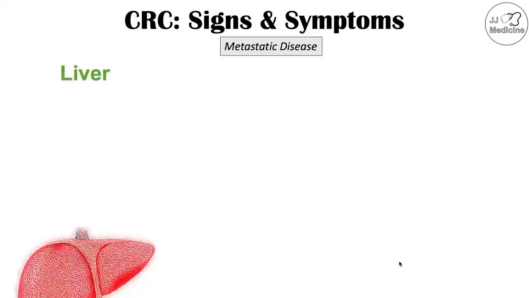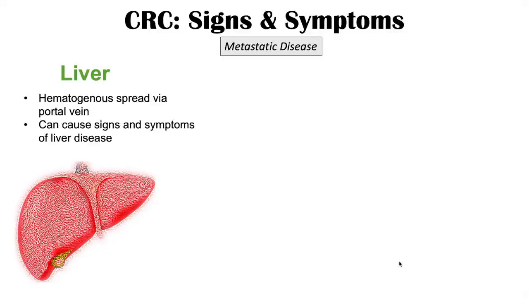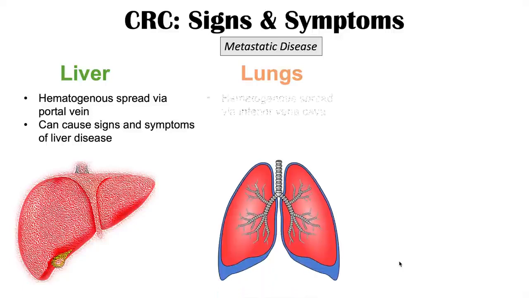And then there are signs and symptoms of metastatic disease. Cancer from the colon can spread to other parts of the body. Some of these include the liver. So there may be issues with liver disease if there's enough spread of the cancer. The spread of colon cancer to the liver is through hematogenous spread via the portal vein. So again, it can cause signs and symptoms of liver disease. Lungs can also be impacted as well. This is going to be caused by hematogenous spread via the inferior vena cava. So this may lead to issues with breathing, although in some cases there may be no symptoms.